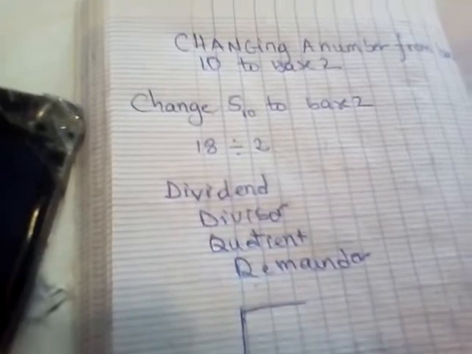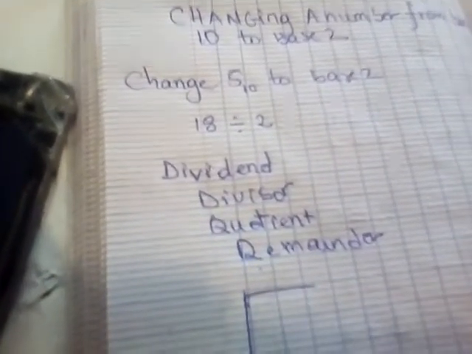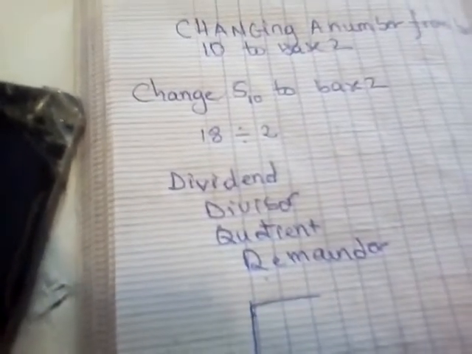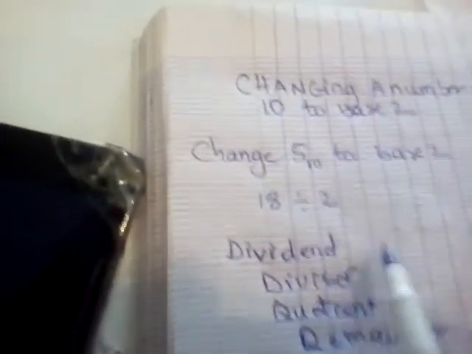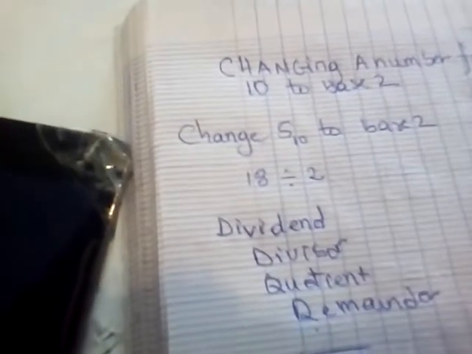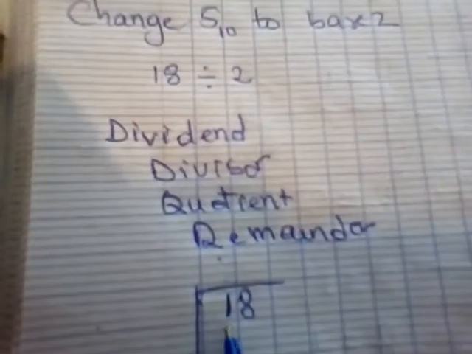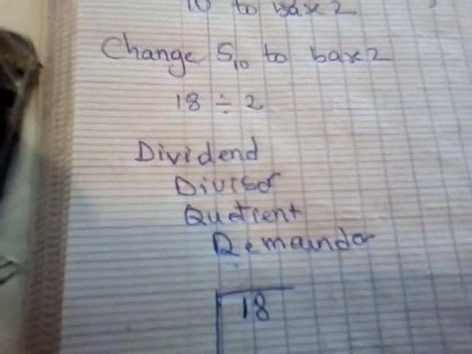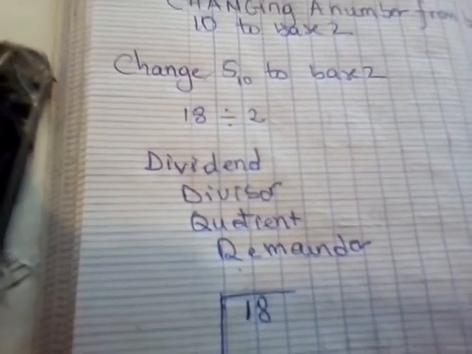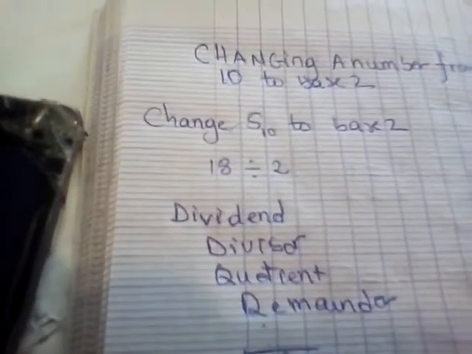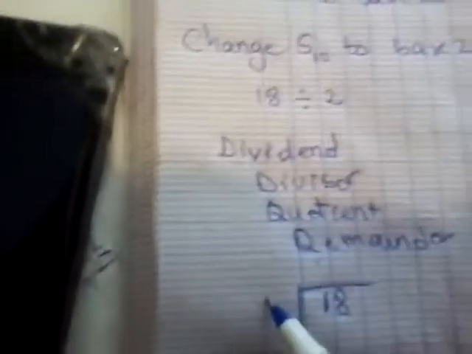A dividend is the number you are trying to divide. Remember, sometimes you can have an apple and you're trying to cut it into two pieces. So that's what is going on here. You are dividing 18 into two parts, so you write 18 here because that is what we call the dividend. Now, your divisor is exactly the number you are dividing with. Here you are dividing 18 by 2, so that is your divisor, and you write it here.